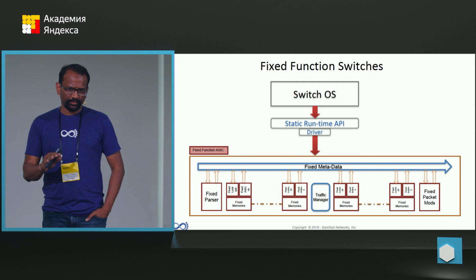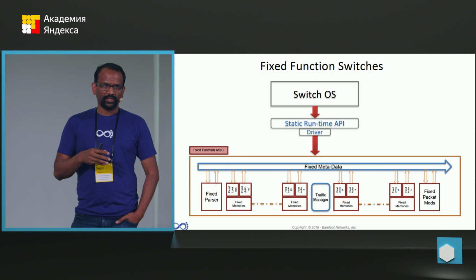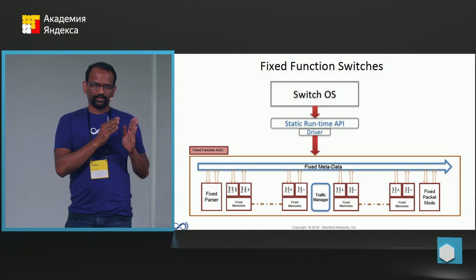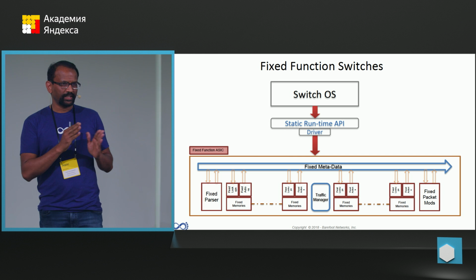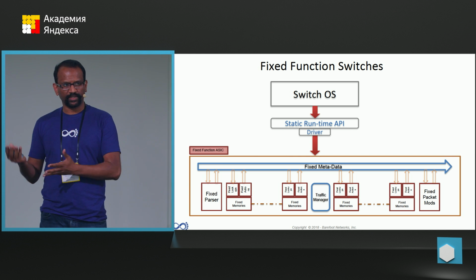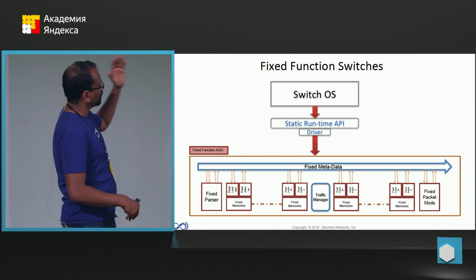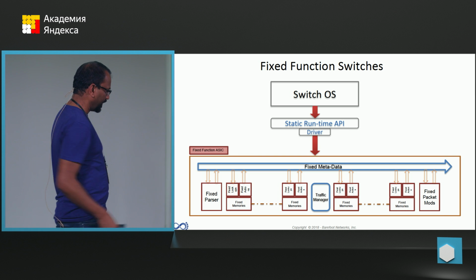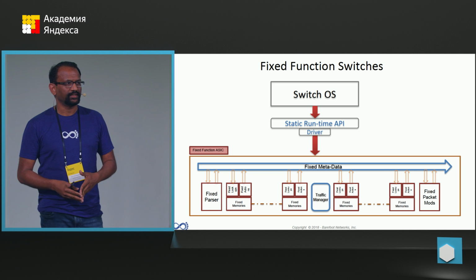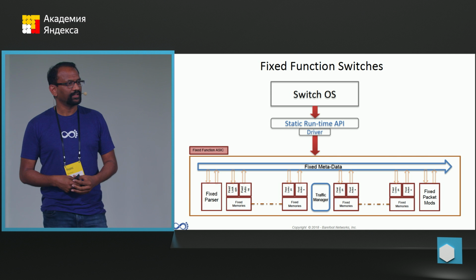A little intro into why fixed function chips are so highly performant. It's because they are built using a pipelined architecture. There are multiple stages, and each stage does some specific processing related to a specific feature. Packets come in on the left, go out on the right, and they go through all the stages. They get their processing done, and you get high performance, predictable latency.